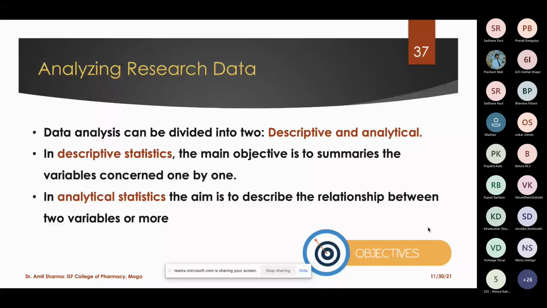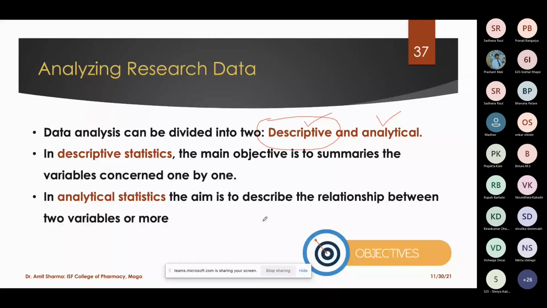So what I used to recommend to my students is to divide your result part into two different sections. The first will be considered as descriptive statistics, and the second will be considered as analytical statistics. In descriptive statistics, the main aim is to summarize the variable. For example, if you are working in pharmacology, then what type of animal you are taking, what will be the weight of the animal, what will be the common age of the animal, either in terms of months or in terms of days.